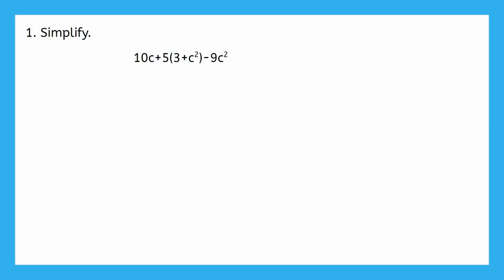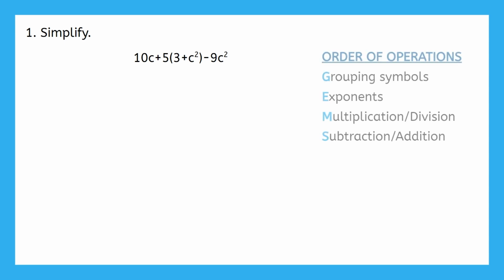Our first example problem here asks us to simplify this expression. If we think about GEMS, what is the first thing that we should be doing to simplify here? Well, GEMS says to start with groupings, and we do have a grouping here with 3 plus c squared. But can I do anything with this grouping? No, since we don't know what the value of c is, we can't substitute for it. And 3 and c squared are not like terms, so we can't combine them either.